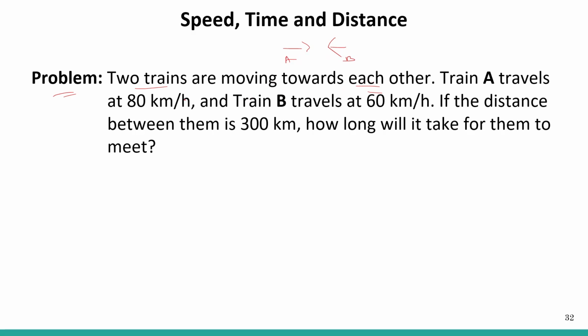So if train A travels at 80 km per hour and train B travels at 60 km per hour, then the distance between them is 300 km, right? So how long will it take for them to meet?